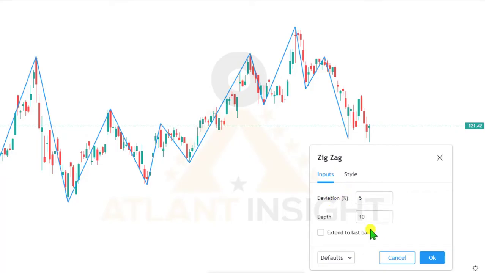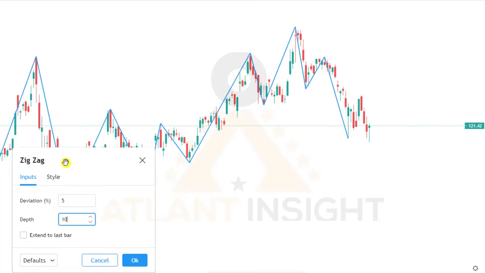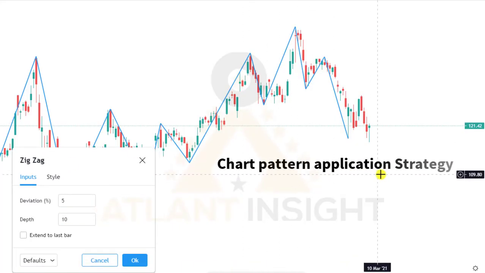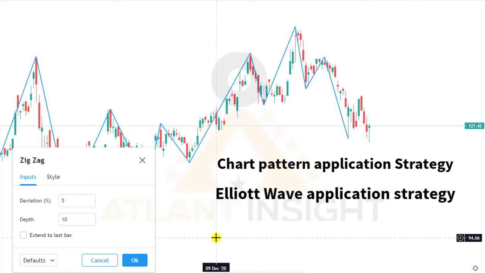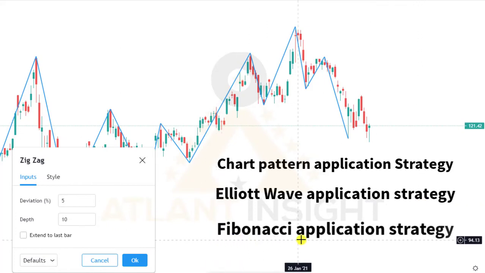Take note, there are 3 strategies to apply to trade the Zigzag indicator, and they are: 1. The chart pattern application strategy. 2. The Elliott wave application strategy. 3. The Fibonacci application strategy.